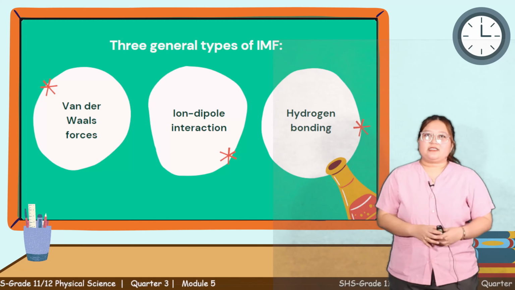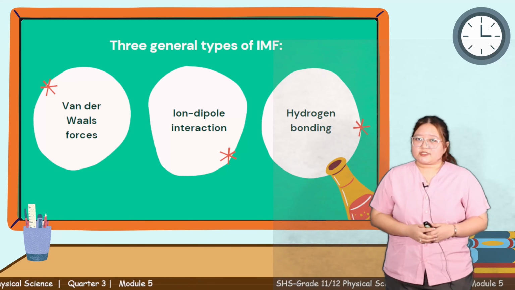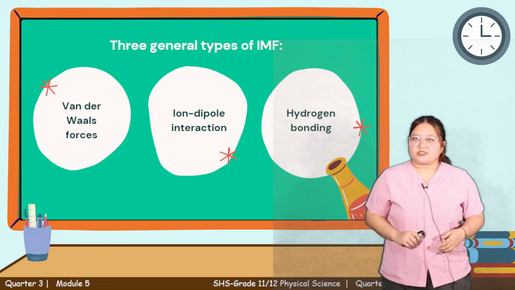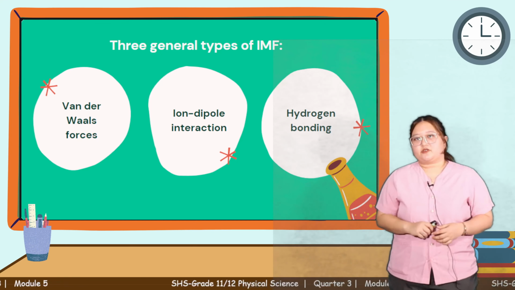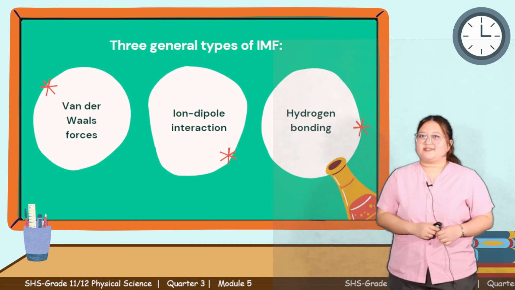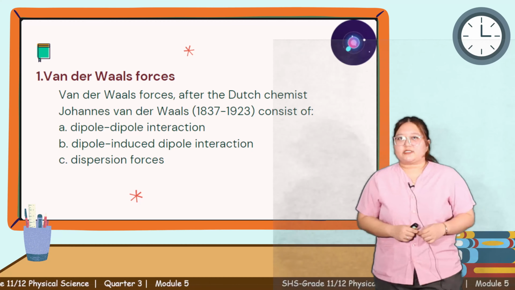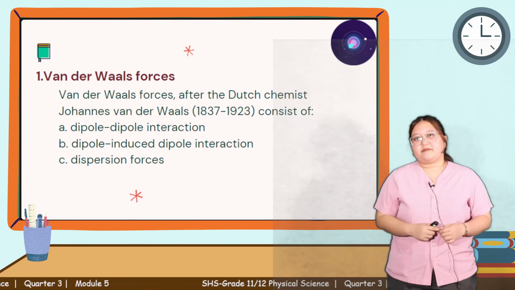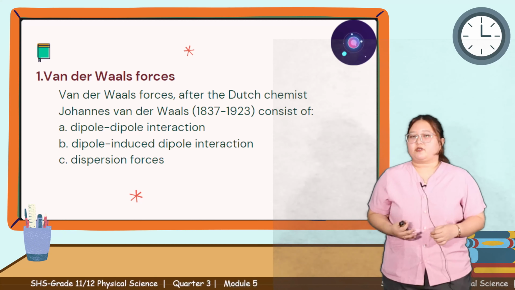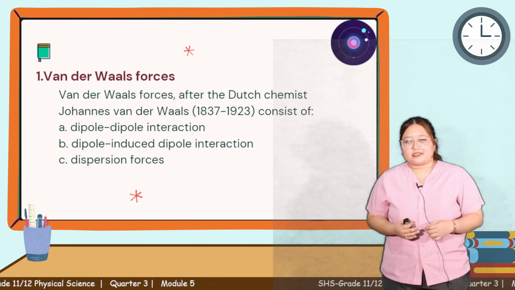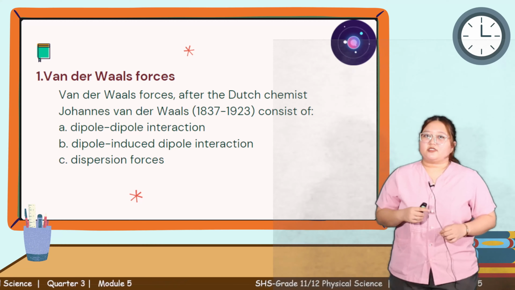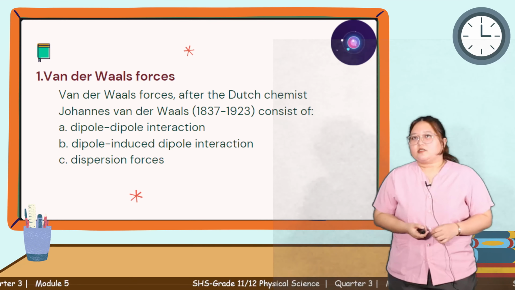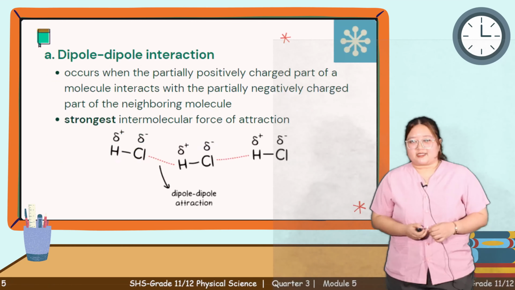All right, now there are three general types of intermolecular forces, namely the van der Waals forces, ion-dipole interaction, and hydrogen bonding. Let's check the first type first. The van der Waals forces are named after the Dutch chemist Johannes van der Waals, and these forces consist of dipole-dipole interaction, dipole-induced dipole interaction, and London dispersion forces. Let's discuss the dipole-dipole interaction first.